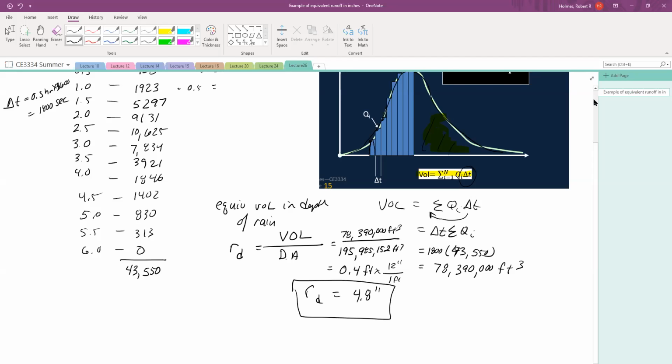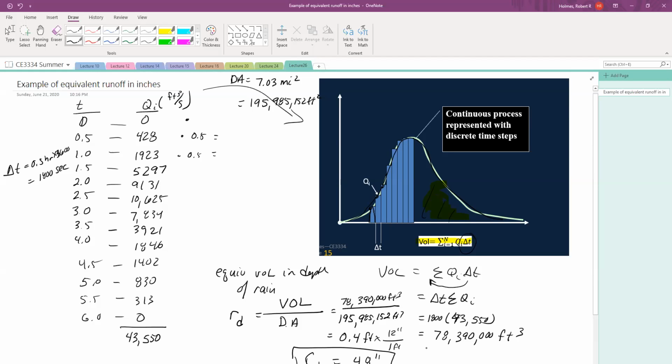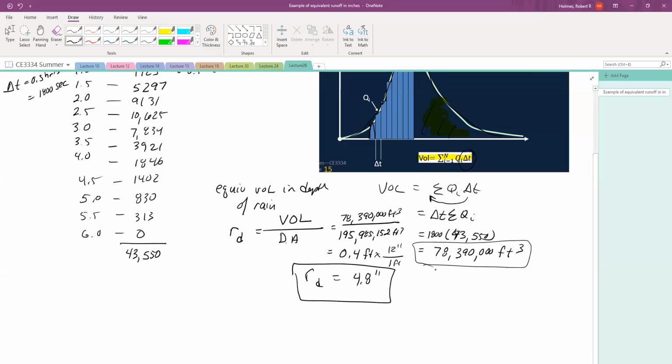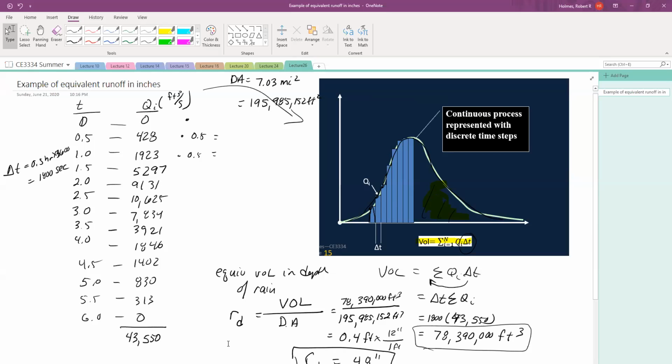Now, a quick word on volume. When we talk about volume of flow, this is a big number: 78,390,000 cubic feet. A lot of times volume for water projects will be expressed in acre feet. Think of that volume, because an acre is an area times a depth in feet. One acre foot would be an acre of land surface inundated by 1 foot. So if we wanted to convert 78,390,000 cubic feet to acre feet, all we would do is divide by the number of square feet in an acre, 43,560.